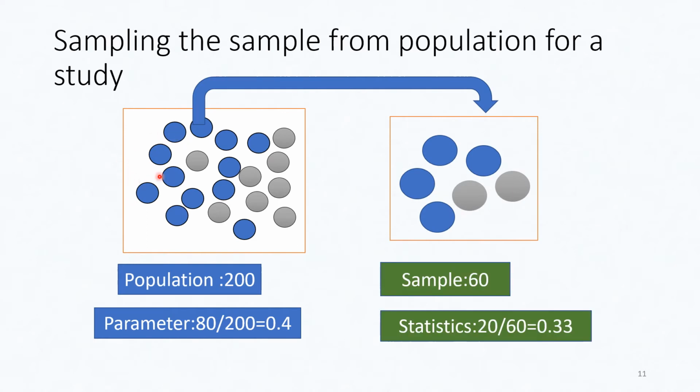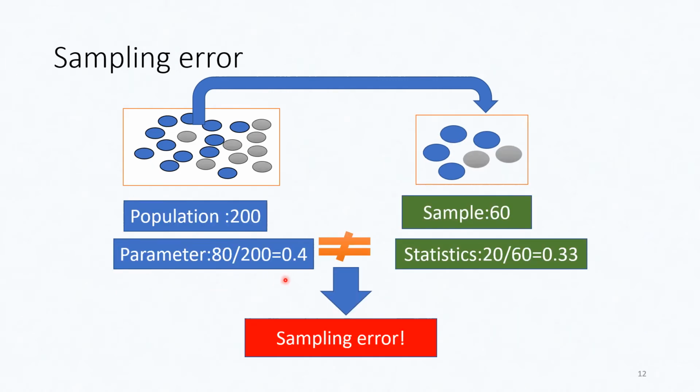When we sample from the population for a study, for example, 60 respondents that we randomly selected from the population, out of these 60 respondents, only 20 are smokers. So based on the sample that we calculated, the prevalence of smokers is 33%. You can see that the prevalence of smokers among the population is not the same as the prevalence of smokers among the sample. So this is called sampling error.